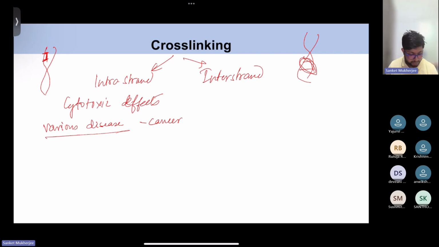Apart from cancer, there are neurodegenerative diseases like Alzheimer's, Parkinson's, which are also linked to DNA damages, and even diseases like COPD, that is chronic obstructive pulmonary disease.